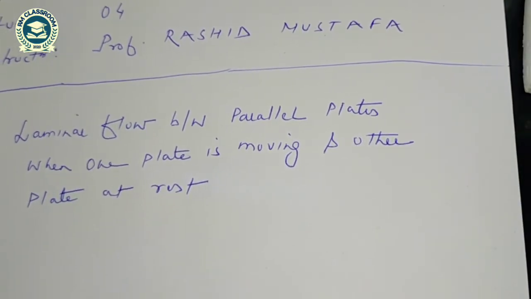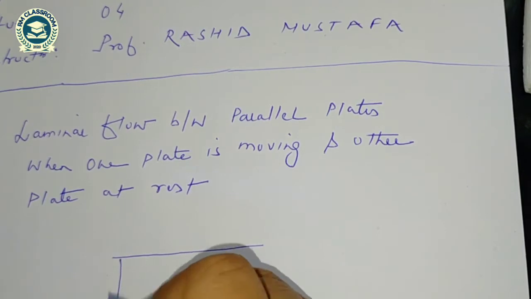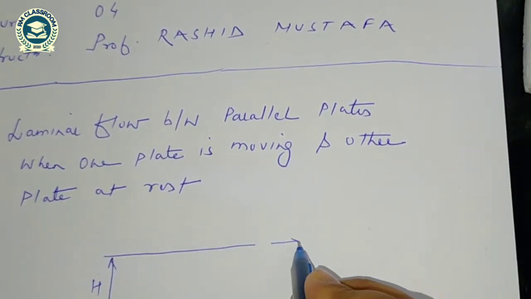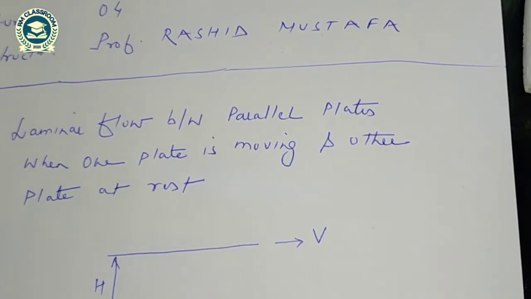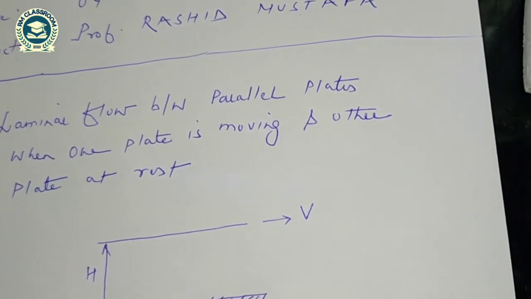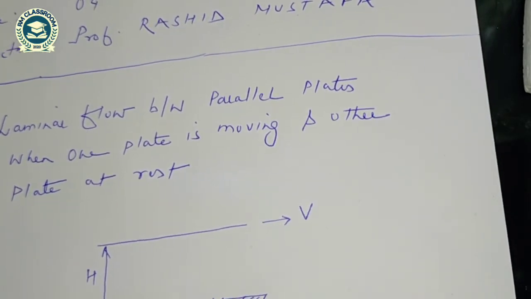So when one plate is stationary and the other parallel plate, which is h distance apart, is moving at a velocity capital V, then what will happen? This is our fixed plate or stationary plate.